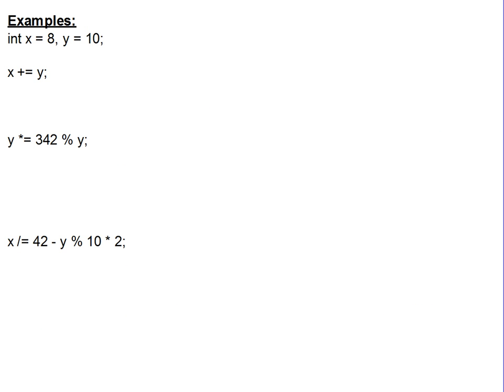So let's look at some actual examples with some values in them. So I have 2 variables up here at the top. Notice they're both ints, so all my answers will be ints. So x plus equals y is the same as saying x equals x plus y. So to write it out, that's like saying x equals 8 plus 10, which of course is 18, so then x equals 18.